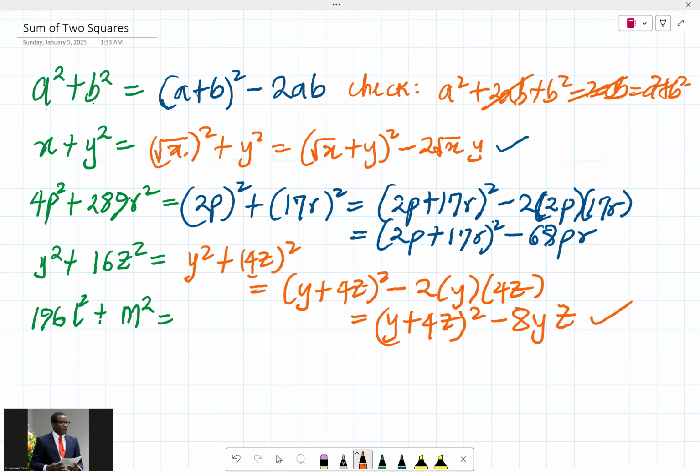And that goes. So if you want to do that for the next one, how do you go? 196l squared plus m squared. How do you treat that? What is the result for this? Okay, so try that out and let's see.